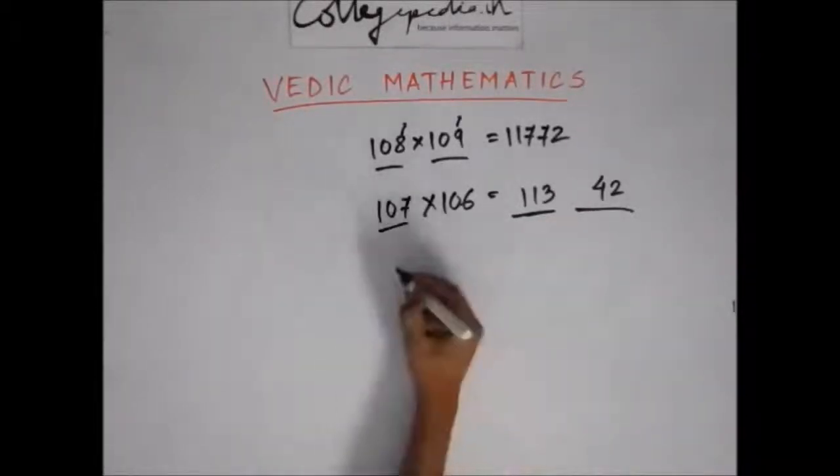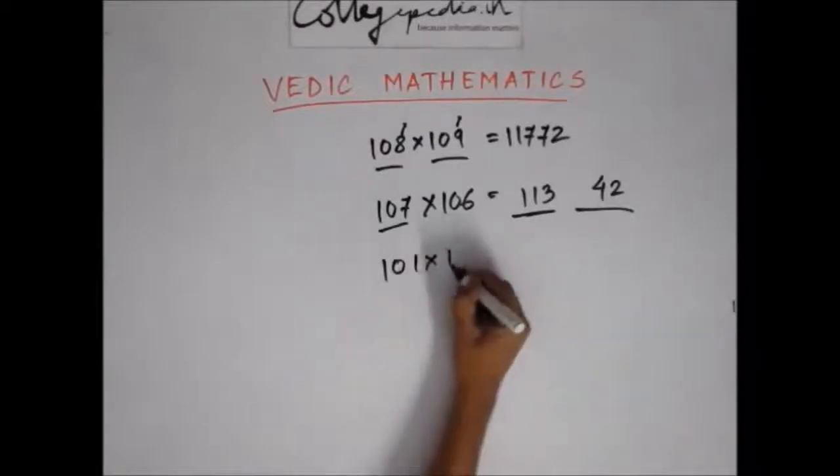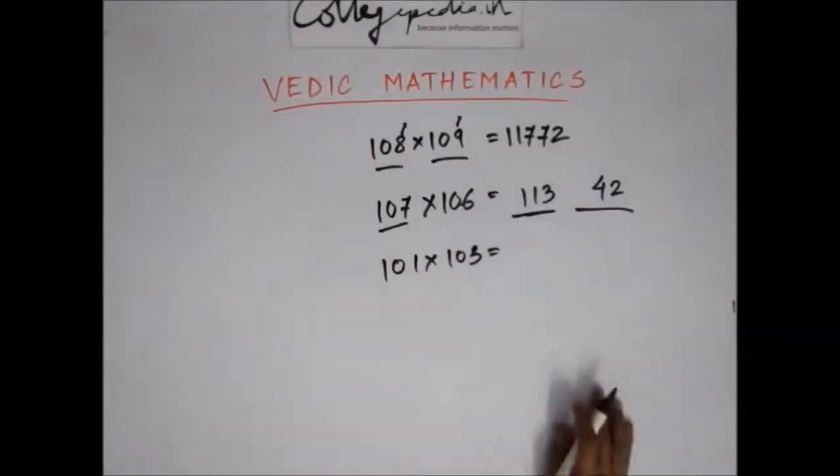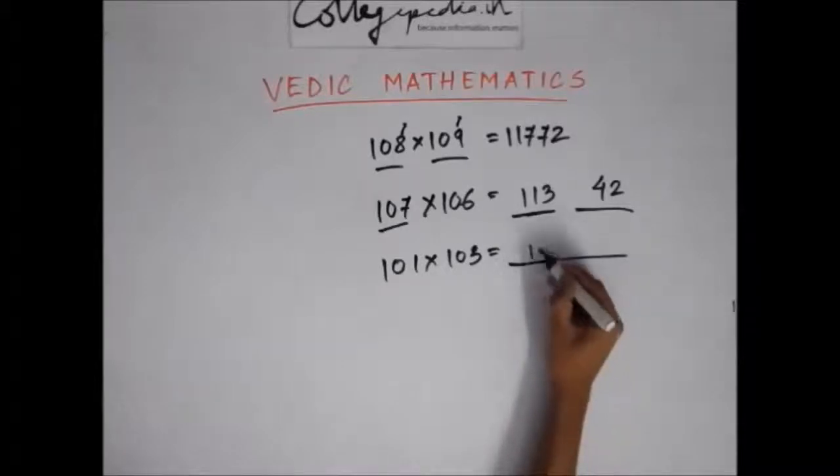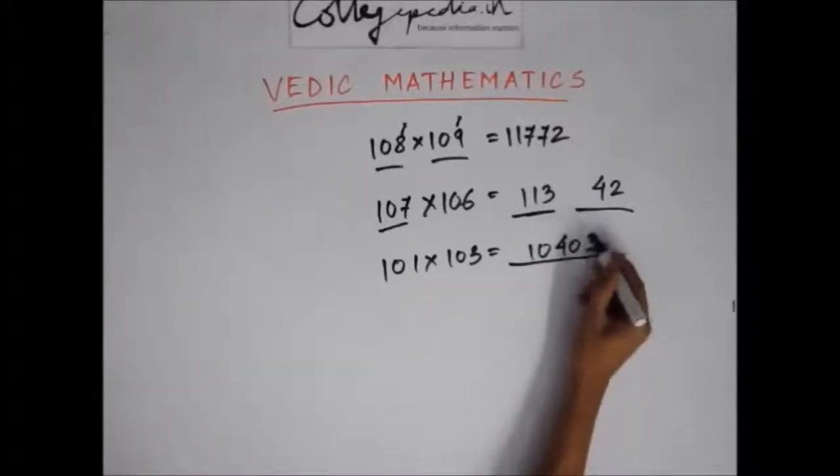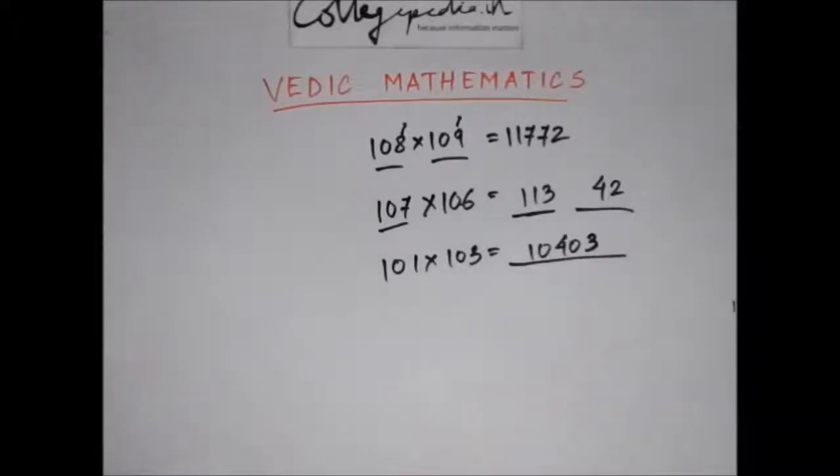Now the second example, 101 into 103, I'd like you to solve on your own. The answer will be 10403. So you see how simple it is to multiply a 3-digit number in this case using Vedic mathematics.